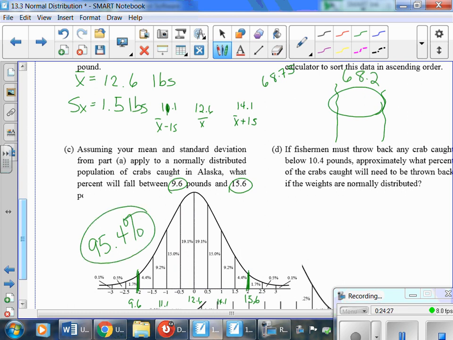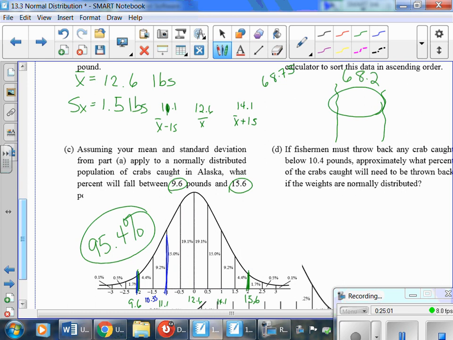All right? Now it says a fisherman must throw back any crab caught below 10.4 pounds. Approximately what percent of crabs caught will need to be thrown back? Well, you don't see 10.4 anywhere, but if you look between our 1 standard deviation below the mean and our 2 standard deviations below the mean, this number here turns out to be 10.35, which is pretty darn close to our 10.4. So I think that's where that number came from.